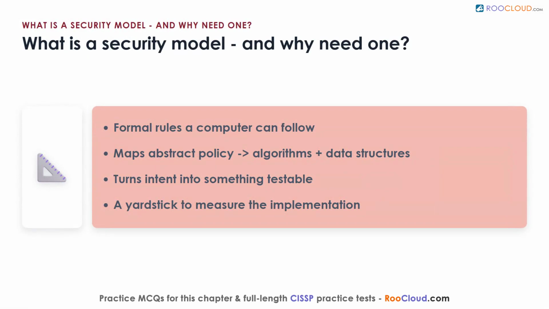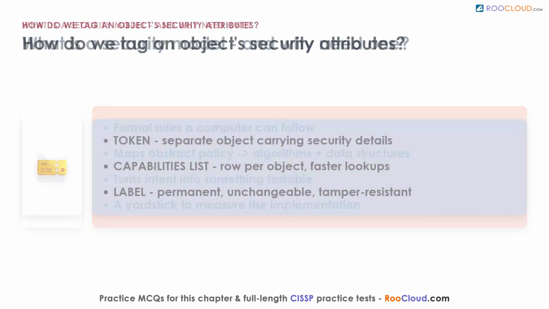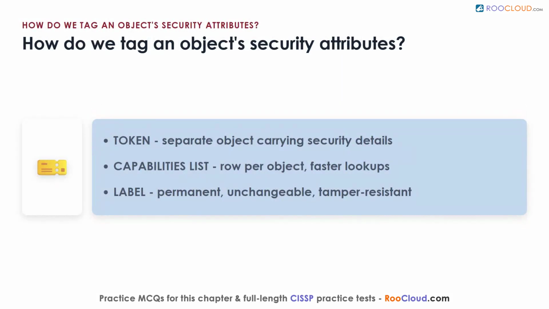A security model is a formal way to express a security policy as explicit rules a computer can follow. It takes abstract goals and maps them into the algorithms and data structures needed to build the actual hardware and software. In short, it turns intent into something testable. It gives designers a yardstick to measure their implementation against. Think of a recipe. The vague wish to bake a good cake becomes exact steps and measurements that anyone can follow and check. How do we tag an object's security attributes?